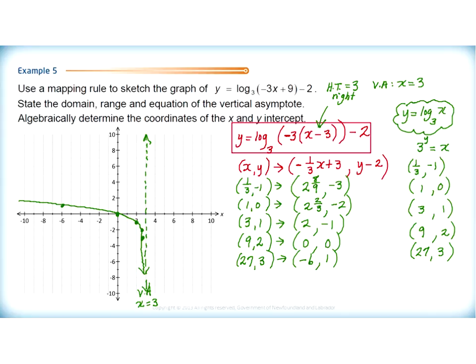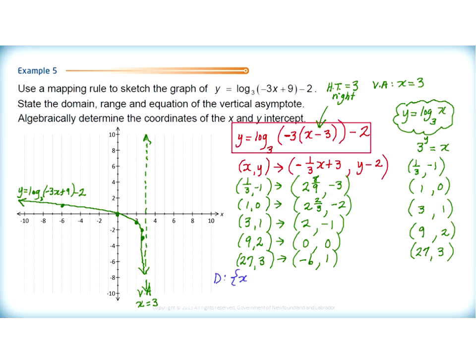And it will approach the vertical asymptote, but it won't touch it. So that is the graph of y equals the log of negative 3x plus 9 to base 3, minus 2. Right now, we can also determine the domain, the range, and the equation of the vertical asymptote.